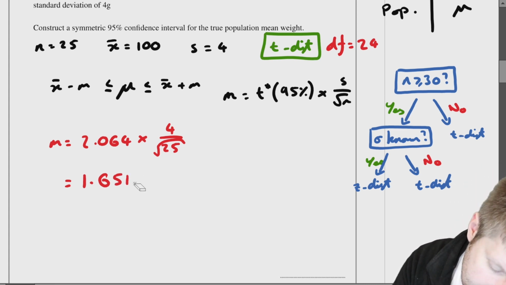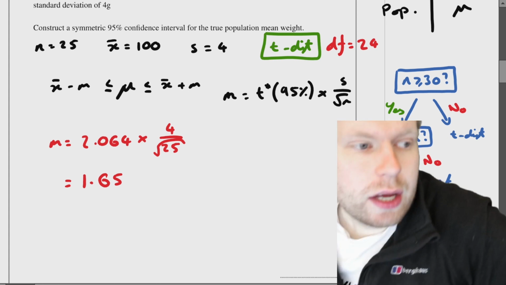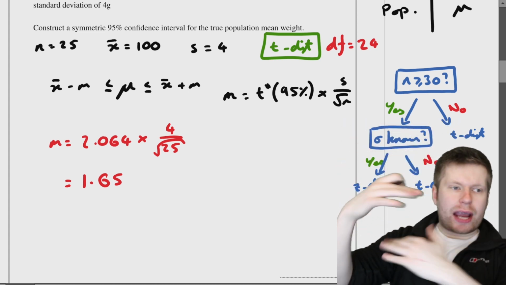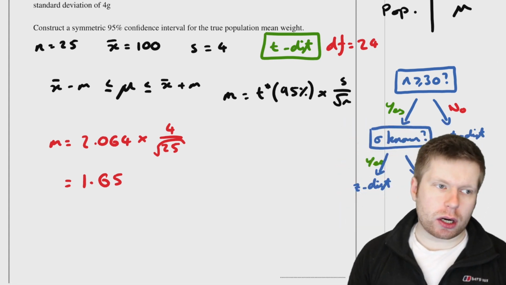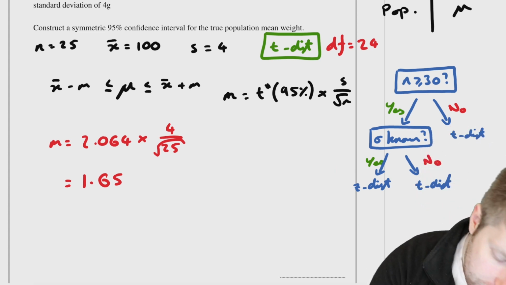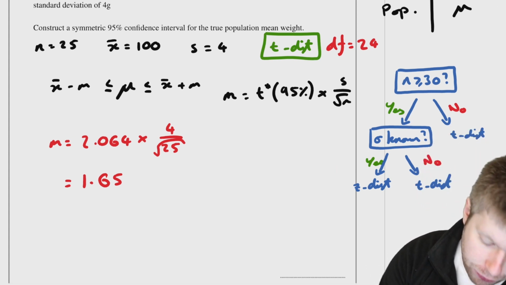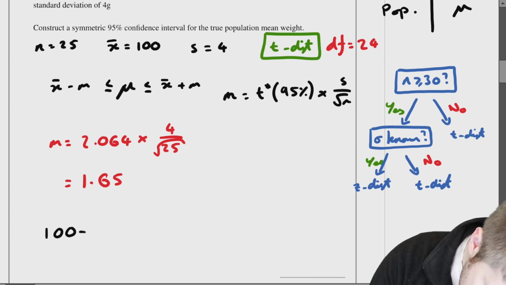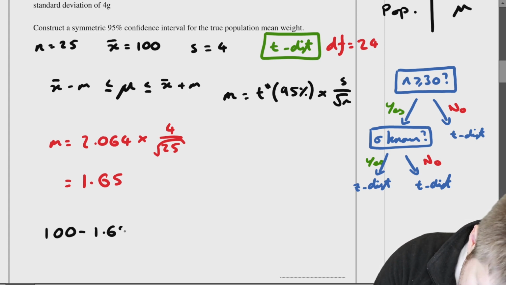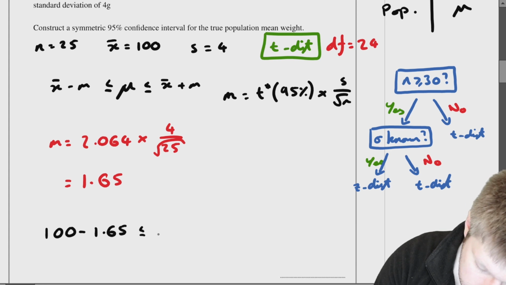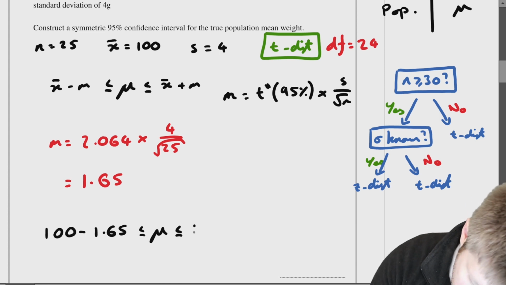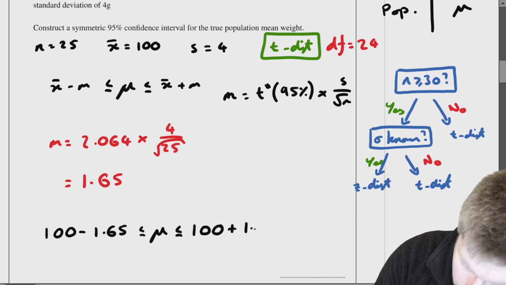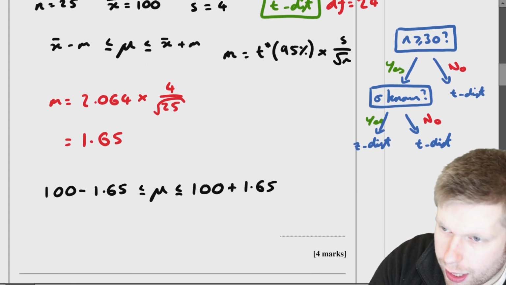So actually, I'm just going to say 6.15, that's fine, okay? So in other words, that's how much to add and subtract to my sample mean in order to include 95% of my data. So therefore, if I actually construct my confidence interval, I have x bar, which I've got as 100, minus my margin of error, which I've just calculated as 1.65, that's my lower threshold. And my upper threshold should be 100 plus 1.65. So let's have a look at that, shall we?